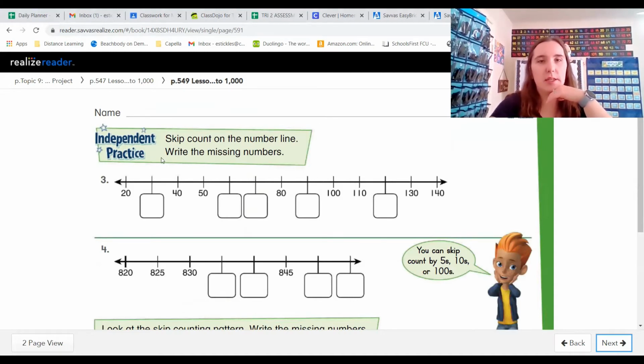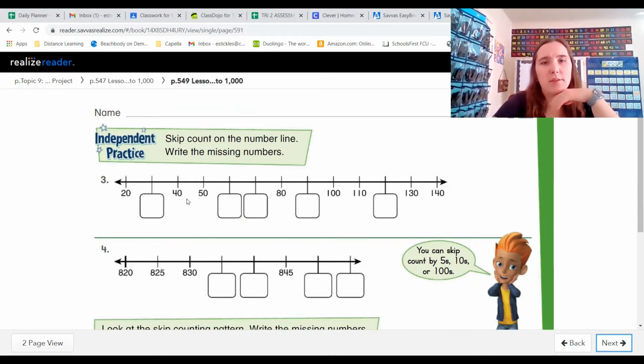20, missing number, 40, 50. Missing number, 80, missing number, 100, 110, missing number, 130, 140. Now, if you look at this, do you think we're skip counting by 5s, 10s, or 100s?